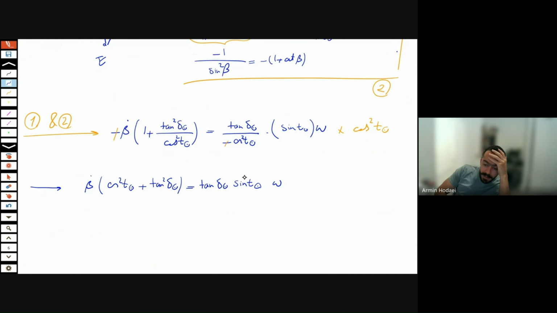Okay. So we kind of found the relation: beta dot equal to delta sine t over. Cool, right?